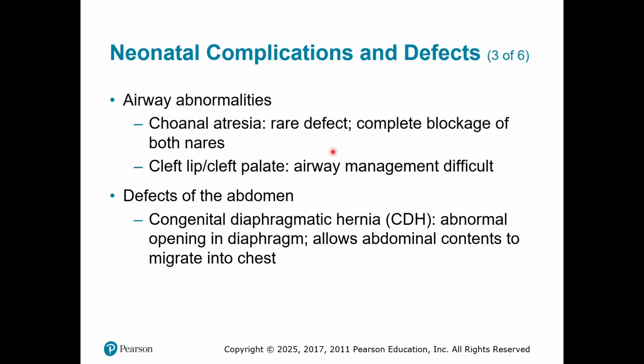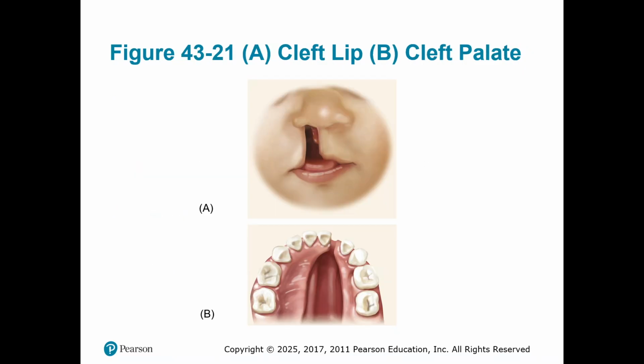Airway abnormalities: choanal atresia, a rare defect, complete blockage of both nares. A cleft lip or cleft palate makes airway management difficult. And defects of the abdomen: congenital diaphragmatic hernia, abnormal openings in the diaphragm that allow abdominal contents to migrate to the chest.